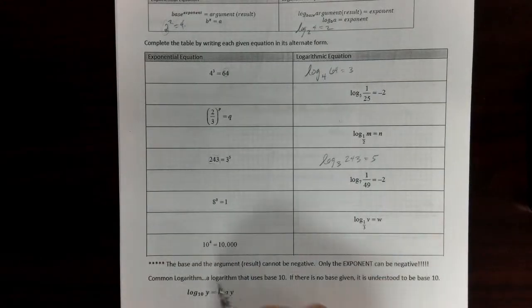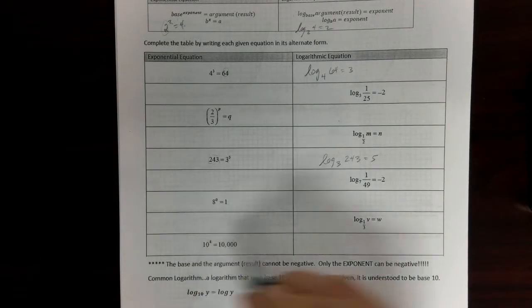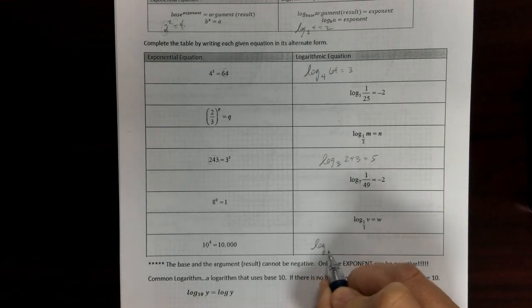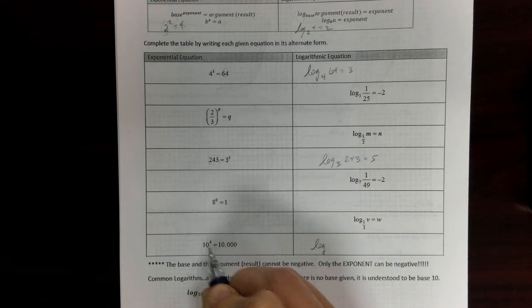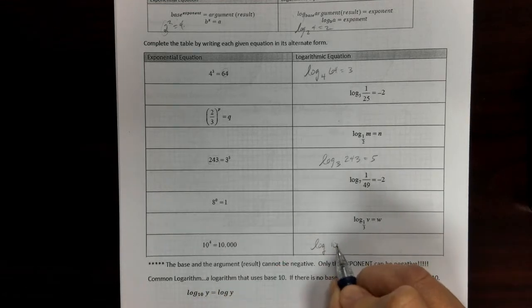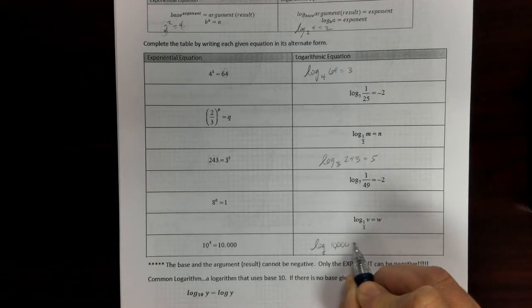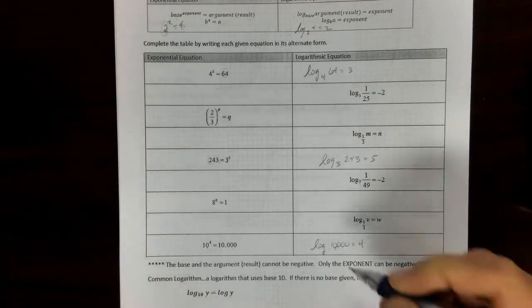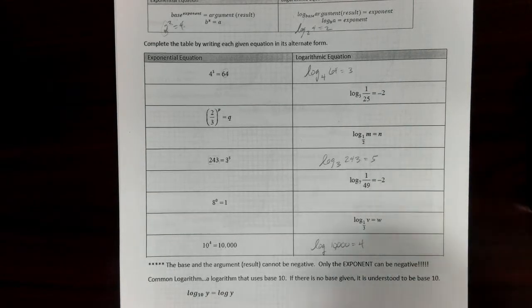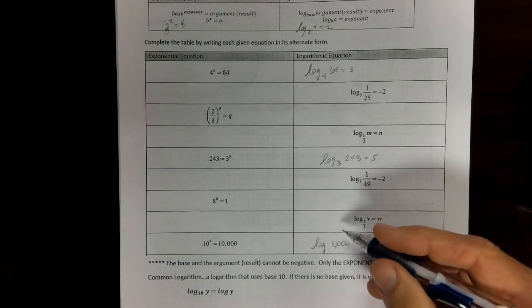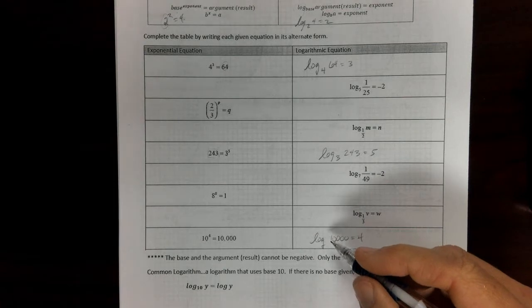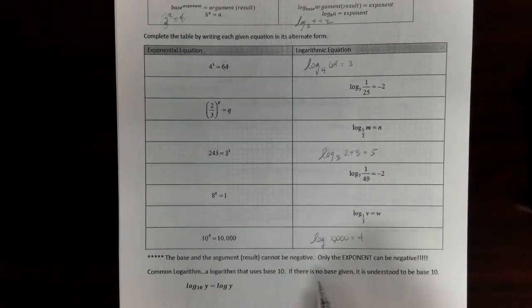Or I could say down here at the bottom, the log base 10, which I'm not going to write base 10, and I'll explain why in a second. The log base 10 of 10,000 is equal to 4. Now, I didn't write log base 10 because it's understood that the log is base 10 unless it's otherwise denoted. So if you don't see a base here, it's an understood 10. Okay, and it says that right here. There's no base given, it's an understood 10.